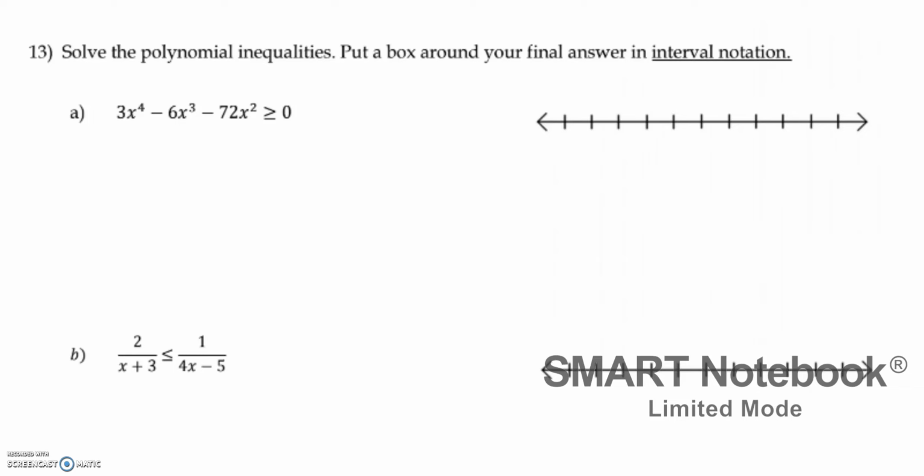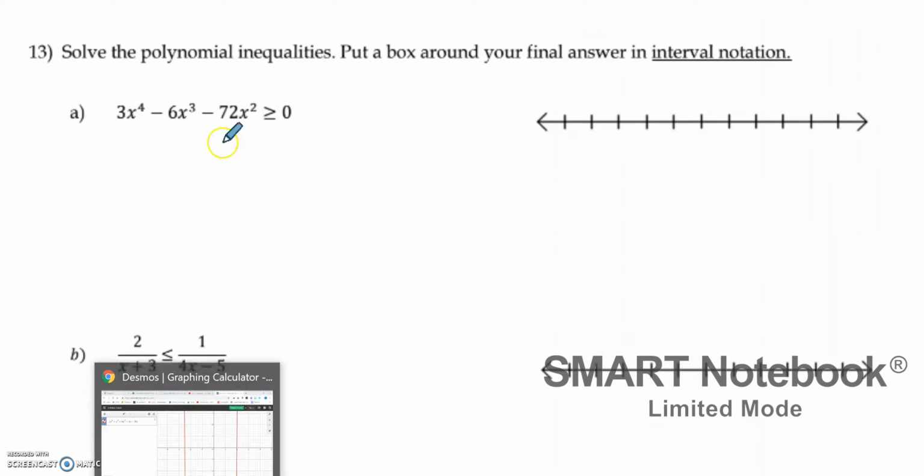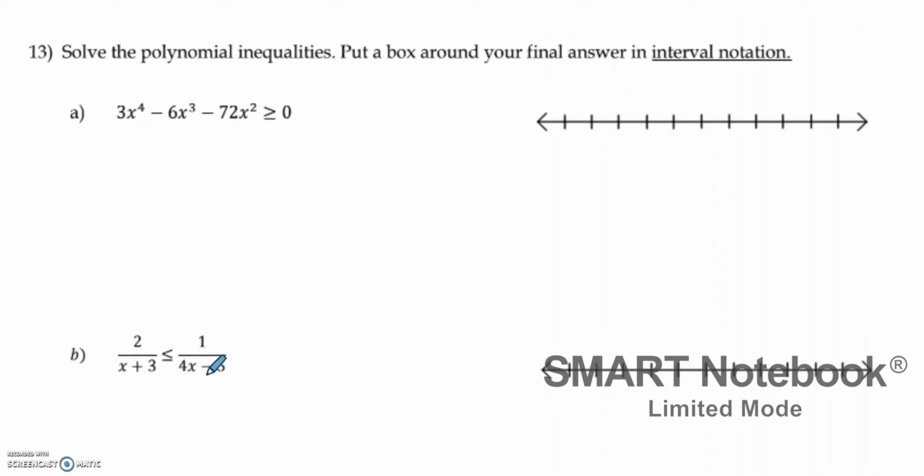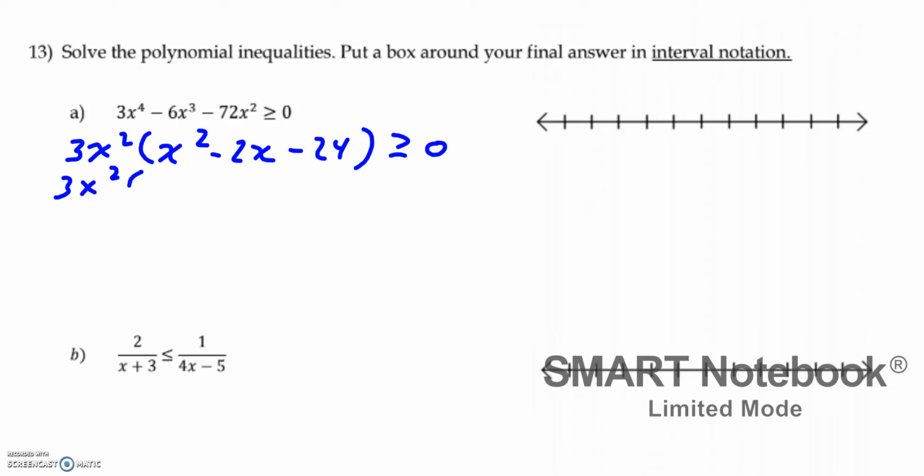Number 13, solve the polynomial inequalities. Part A does not have fractions, but Part B does. So for Part A, let's think about factoring. Looks like we have a greatest common factor of 3 and x squared. So if I take that out, I'm left with x squared minus 2x minus 24 is greater than or equal to 0. If I continue to factor this, this trinomial does continue to factor, because as soon as I see an x squared, we must try to keep factoring.